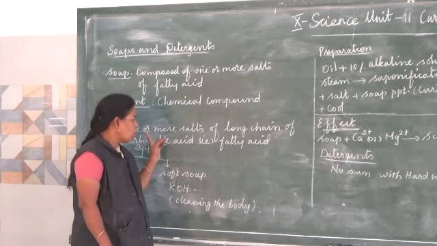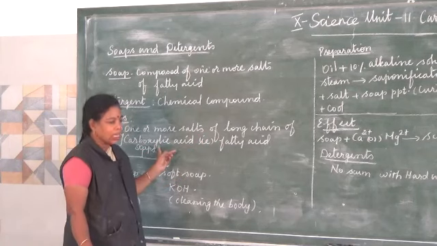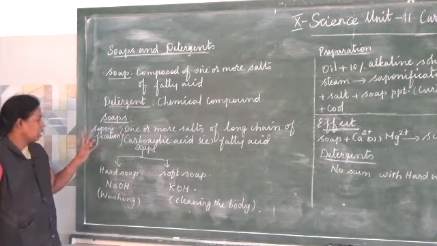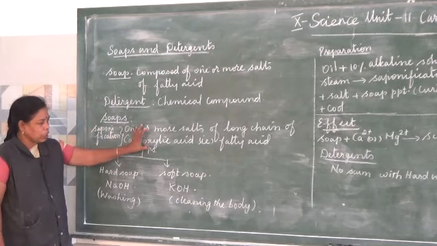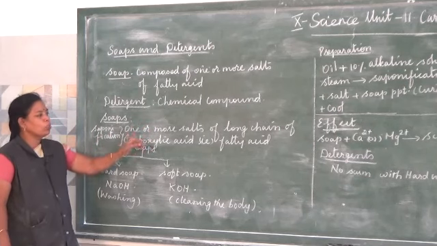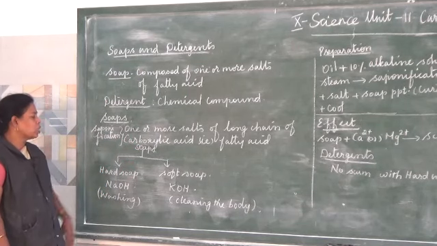So it is a combination of one or more salts of long chain carboxylic acid, that is a fatty acid. Otherwise we can say saponification. This process of combination is called saponification. Saponification of one or more salts of long chain carboxylic acid or fatty acid is called soap.